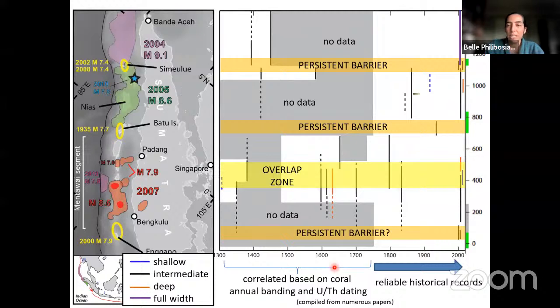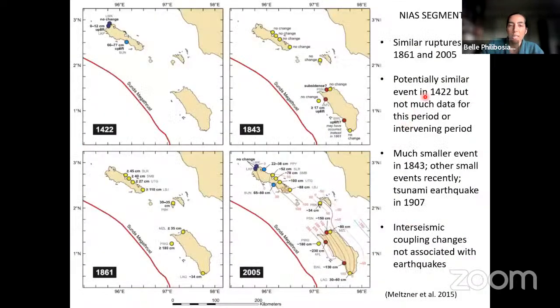Moving on to the Nias segment, there are a number of different types of ruptures that have occurred here, like the tsunami earthquake in 1907. But in terms of the dominant rupture mode, it seems like there were two pretty similar ruptures in 2005 and in 1861. Shown in these maps is everywhere that there's coral data from the 1861 earthquake, and everywhere that we have data, it's very similar to the amount of uplift that occurred in 2005.